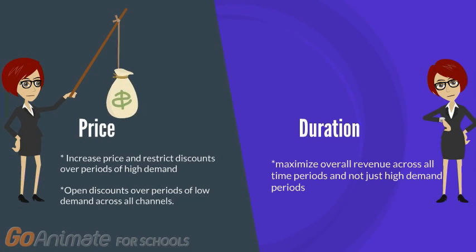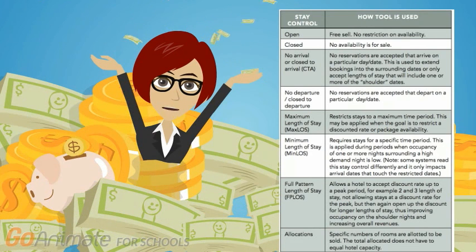The techniques used to manage duration are referred to as stay controls. Here are 8 types of stay controls used by hotel revenue managers to manage inventory and optimize revenue. In this video, we will focus on maximum length of stay, minimum length of stay, and close to arrival. Let's quickly review the other tools available.